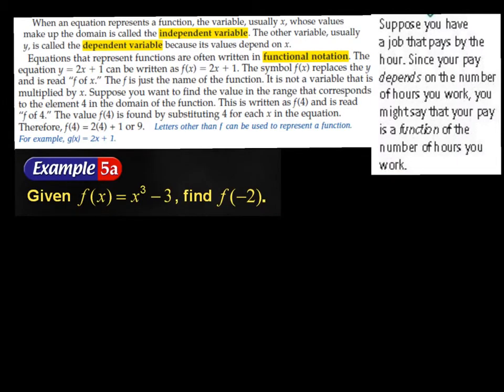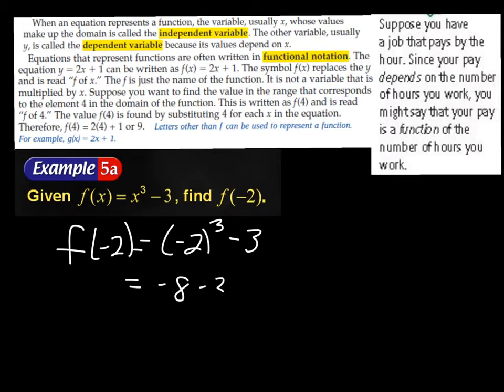If our function f of x is defined as x cubed minus 3, and they want us to find f of -2, every place there's an x, we're going to replace it with -2. So just using our PEMDAS then, -2 cubed is -8, minus 3 is -11.